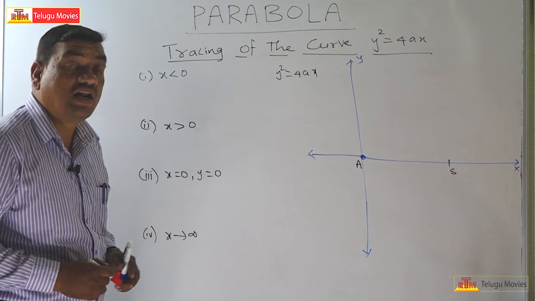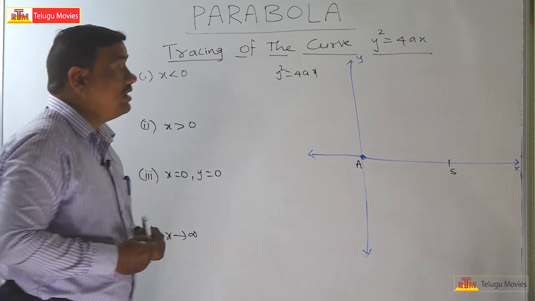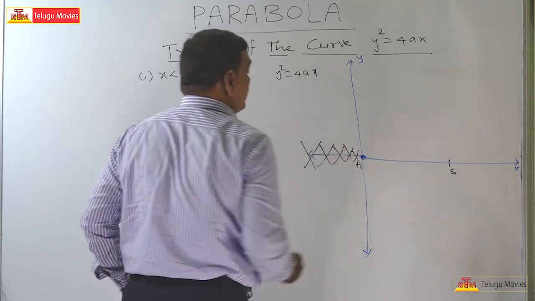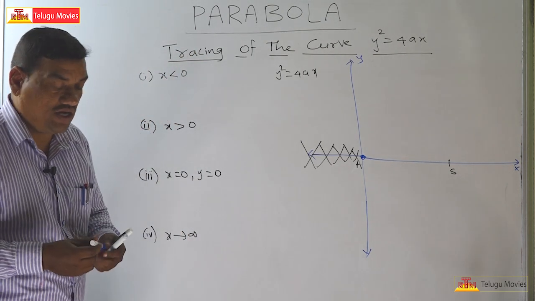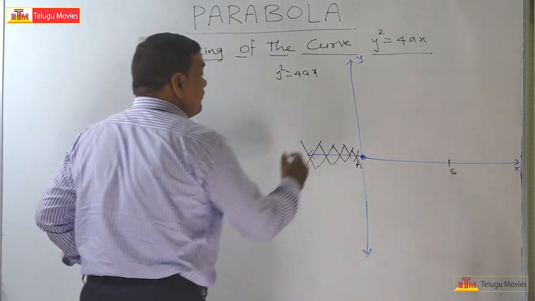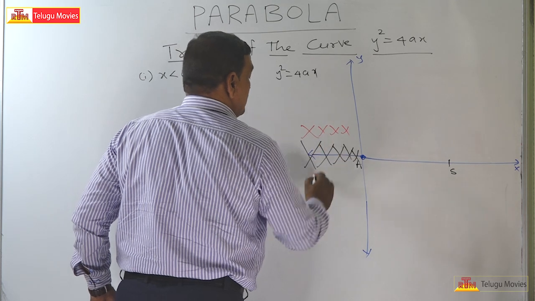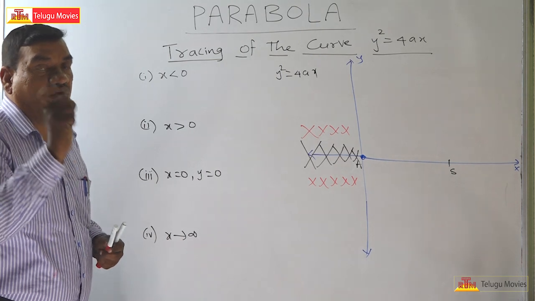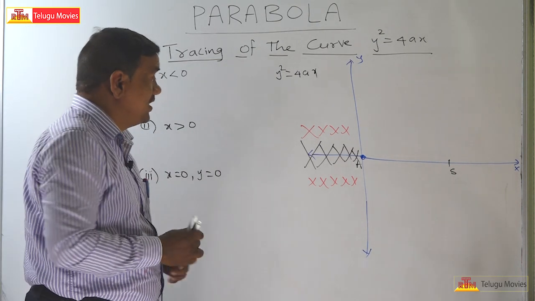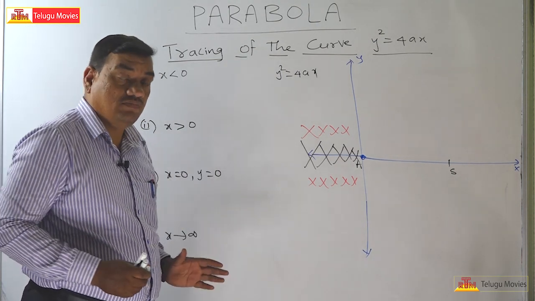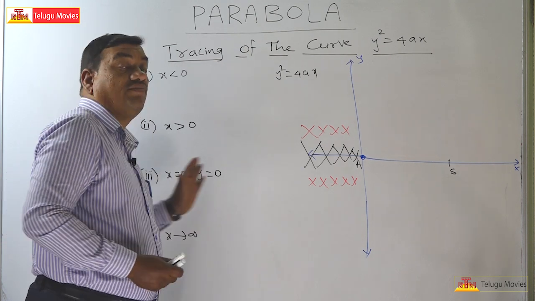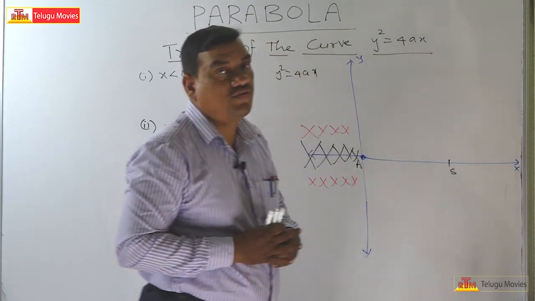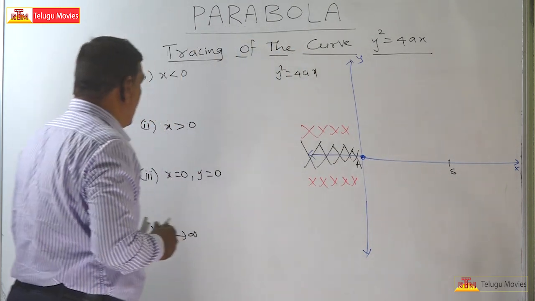That means your curve does not exist to the left of A. For the curve y square is equal to 4ax, the curve does not come to the left of A. Whatever it may be, it lies to the right of A. So that is the first thing.